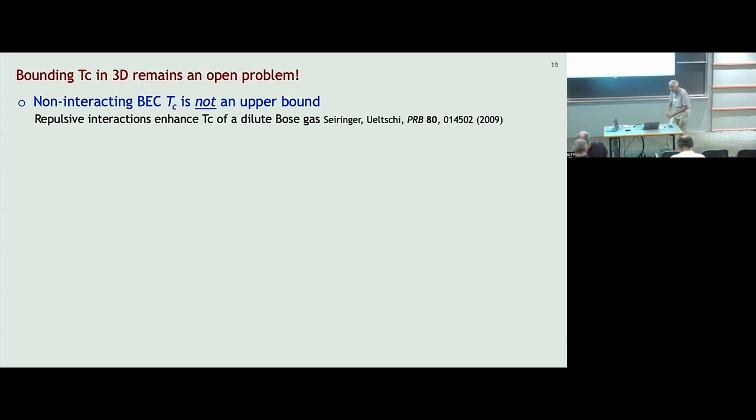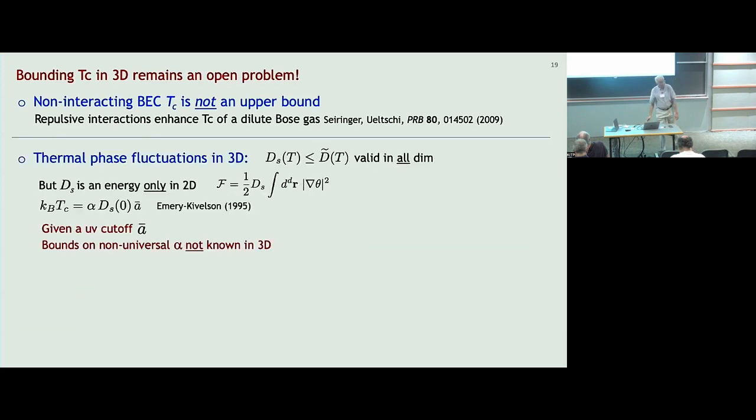This was settled. The second thing is, if you look at thermal phase fluctuations, which is what we were doing, then two dimensions is very special in that the stiffness has the same dimensions as the free energy, and therefore the temperature, or k_B T_C. Here, not so. You need to include an ultraviolet cutoff. And then the question is, given an ultraviolet cutoff, can we produce a bound on this non-universal alpha? And this is not known.